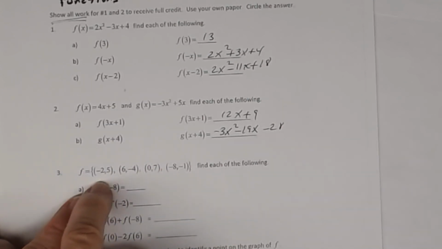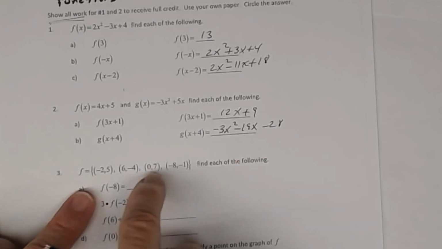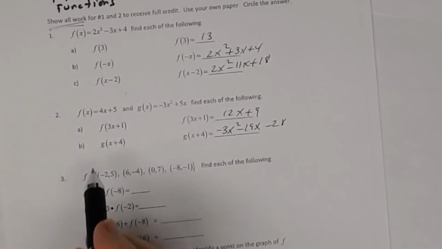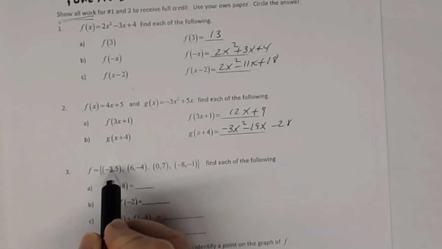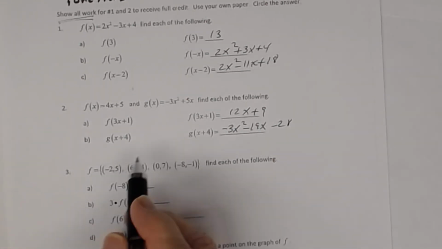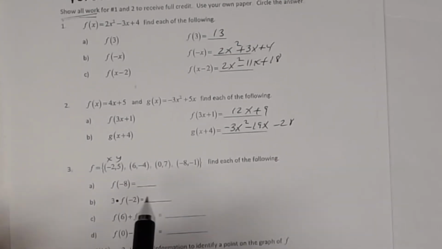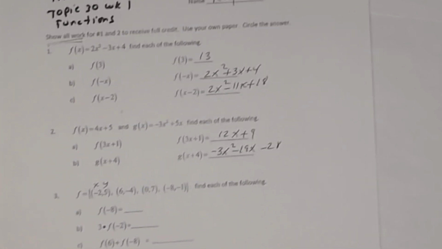So just be aware that this function only has 4 ordered pairs. Okay, so it's an easy thing to deal with. You just have to remember that in these ordered pairs, the first coordinate's x and the second coordinate's y. All right. So let's look at, and I'm going to go ahead and put this on another paper.